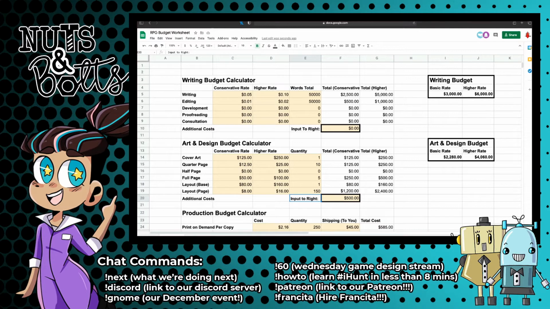So we have, and then I'm going to do 0 for the additional costs because it doesn't matter much. And then we've got our art and design here for this really bare bones book, 1,780, and then 3,560. This is a nice little professional project, but it's not a huge, enormous, gigantic book.